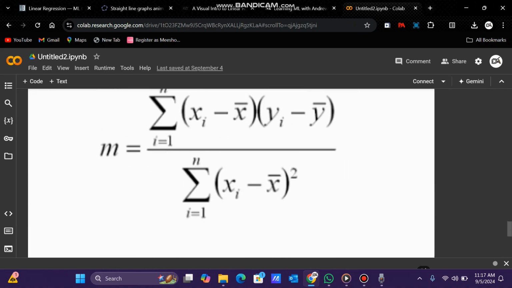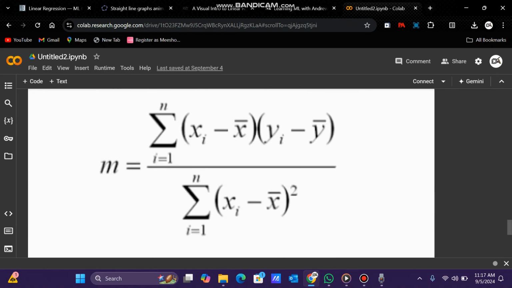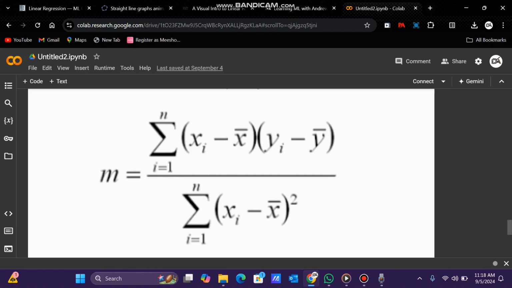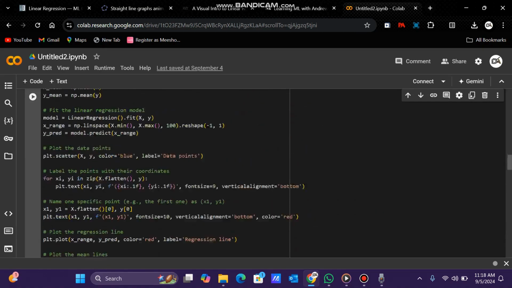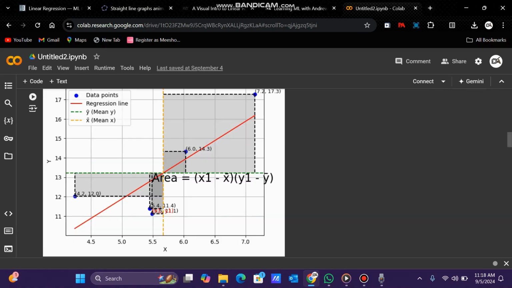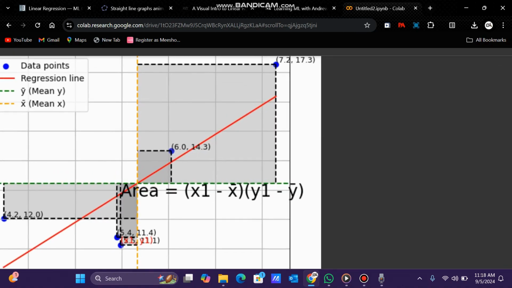So coming back, I'll help you understand how we get this formula to calculate the slope. What is the formula for slope? m equals the summation of (xi minus x mean) times (yi minus y mean), divided by the summation of (xi minus x mean) squared. How are we getting this? I learned this from a YouTube video. I'll mention the link in the description section on my YouTube.